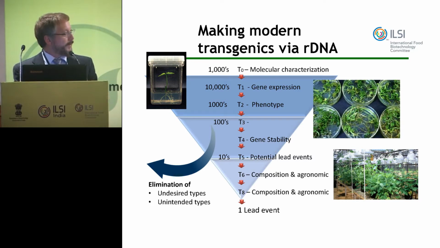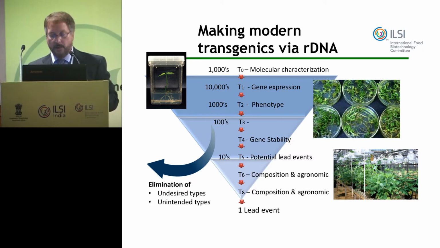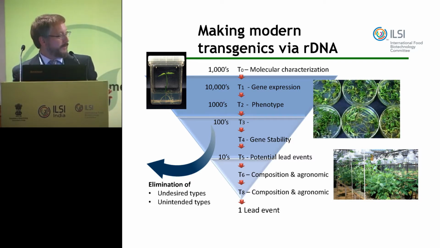Anything that does not express the gene is going to be eliminated. Anything that has an off phenotype is going to be thrown out. If the gene's not there stably expressed over 4 generations, it goes out. And then these get nailed down to just a few that are potential lead events, that they're going to be commercialized. And they start looking at composition, agronomic, and all that gets narrowed down to just one. So this is one area where a lot of possible unintended changes are eliminated.